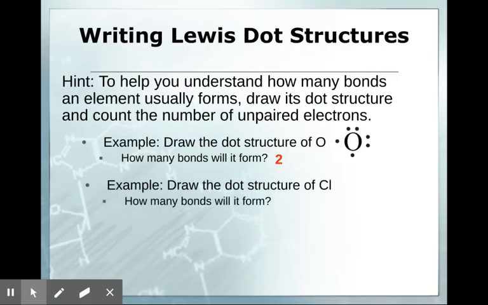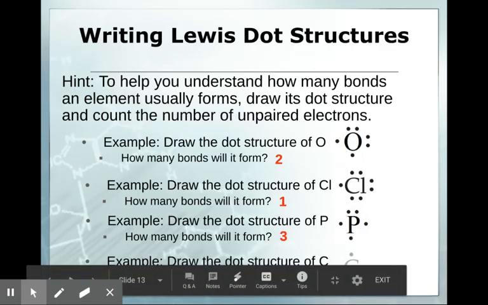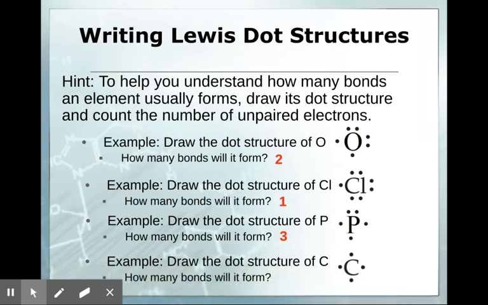Dot structure of chlorine. Chlorine is in group 7A. So chlorine is going to have 7 valence electrons around it. It's only got 1 open electron there. So that means it will form 1 bond, or just a single bond ever. Dot structure of phosphorus. Phosphorus is in group 5A. It has 5 valence electrons around it. It has 1, 2, 3 open electrons around phosphorus, so it's going to form 3 bonds.